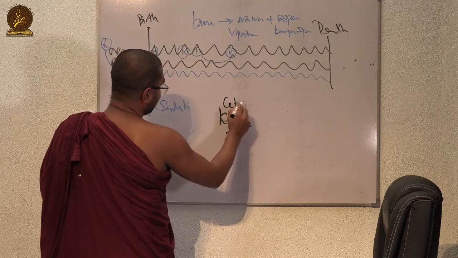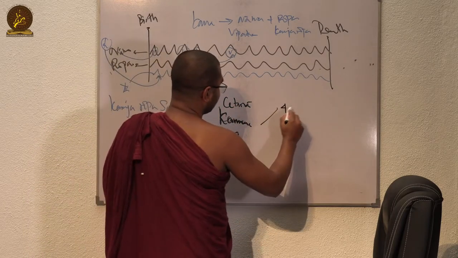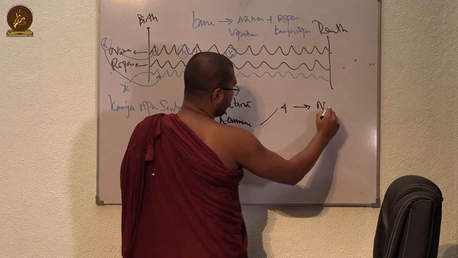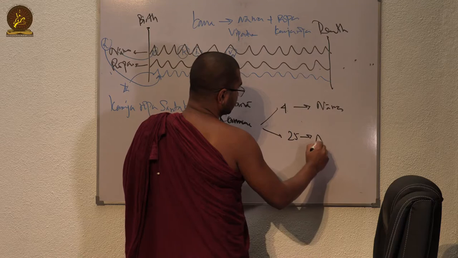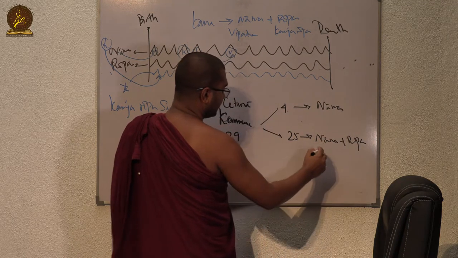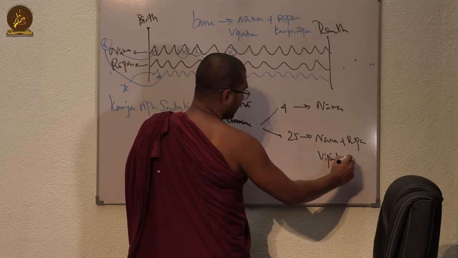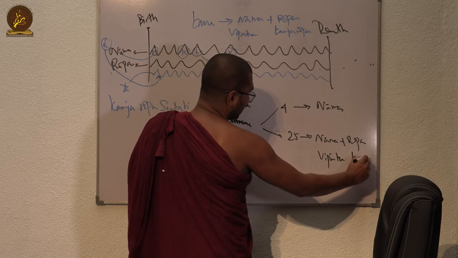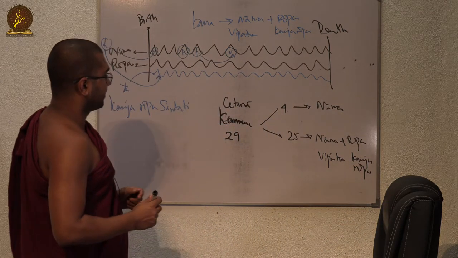Chetanas. Kamma chetanas. Out of them, 4 produce only nama. Then 25 produce nama and rupa. It's not 19, sorry for that. So this nama is called vipaka, rupa is called kammaja rupa. Kammaja rupa. So what are these?